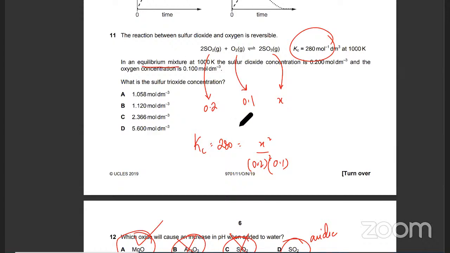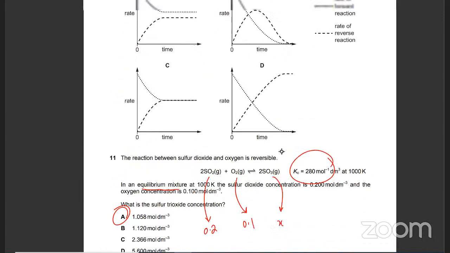So you don't have to make the table because the data is already given to you. So all you have to do is find X. What is X? What's X? A, sir. This one is 1.05, yes.